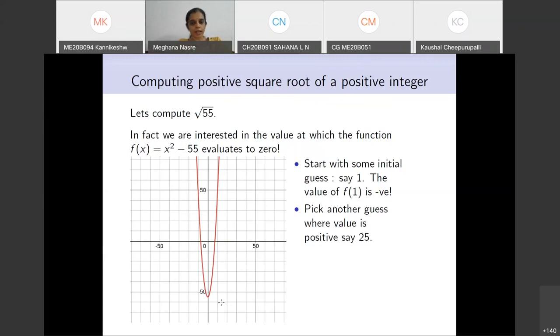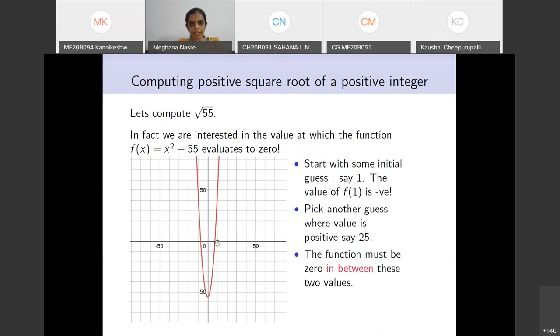Let's say we guess 25. Is 25 the square root of this thing? Again, this may seem very simplistic, but we want to illustrate this idea of the bisection method. So let's say we guess it to be 25. We compute f of 25 and it happens to be positive. Then since the function is continuous, it must be 0 in between these two values, 1 and 25.